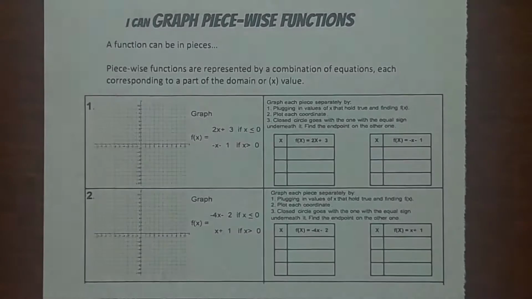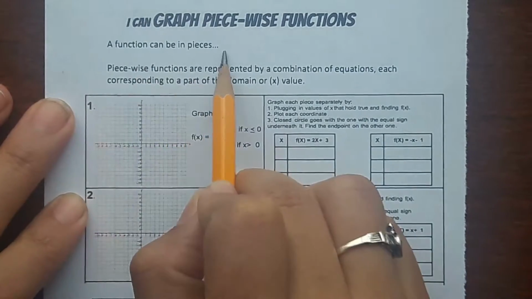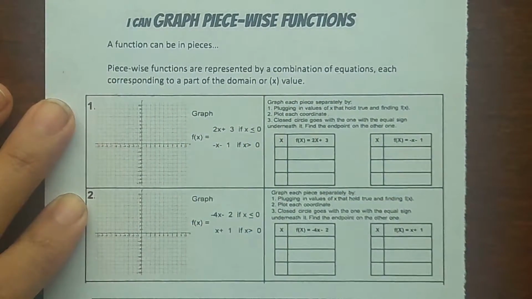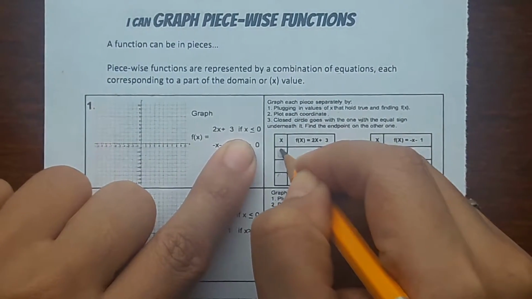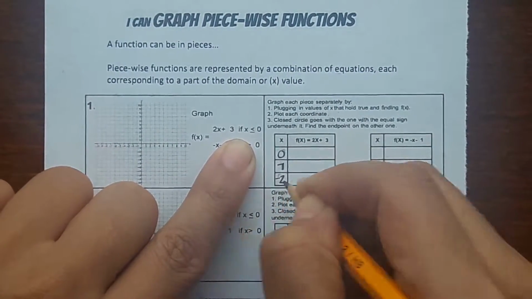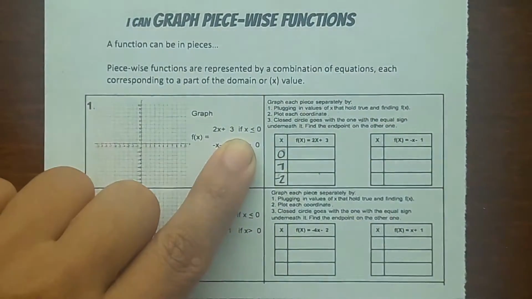Take a look at piecewise functions, and it's exactly what it sounds like. A function can be in pieces. Piecewise functions are represented by a combination of equations which correspond to a certain part of the domain or x value. Values that are less than or equal to 0, so we'll take 0, -1, -2. Then go ahead and plug them into your equation.